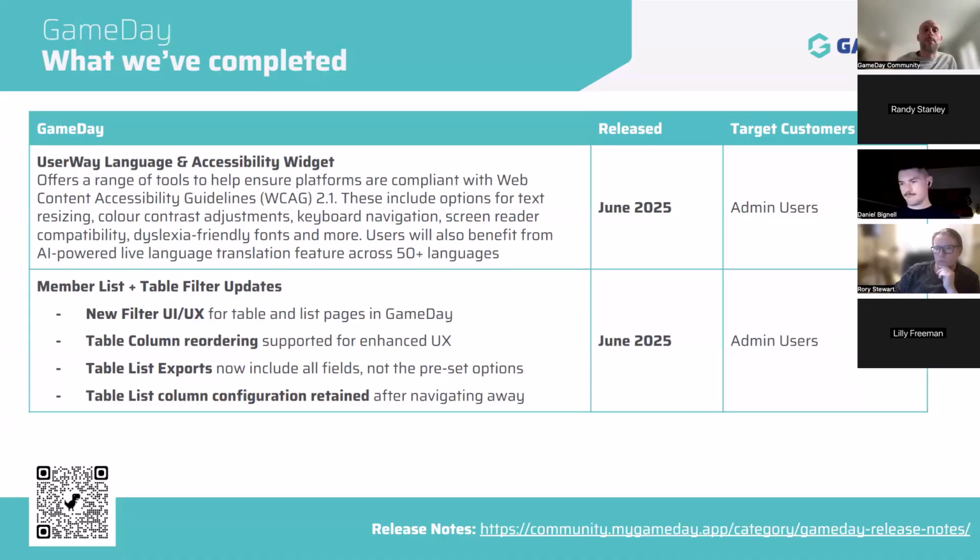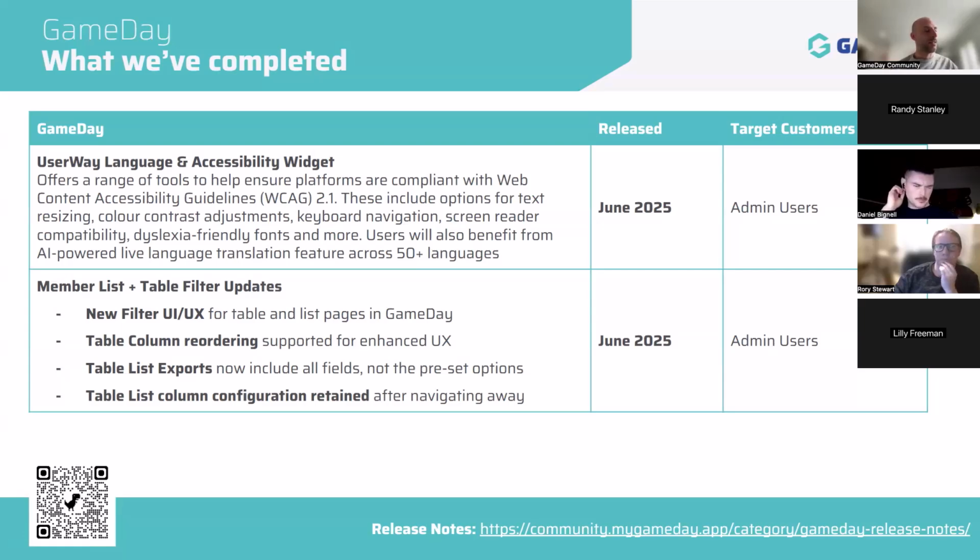The next one is our member lists and table filter updates. This is all very much about improving the usability of the platform. So a lot of the member list screens and anything where you find a table, essentially we've updated the filters, updated the way that you can reorder columns, improved the ability to export all that data out. And when you update certain settings, it'll hold those settings when you navigate away and come back to it. So there are various pieces of feedback that we had around usability of those pages that we've improved.